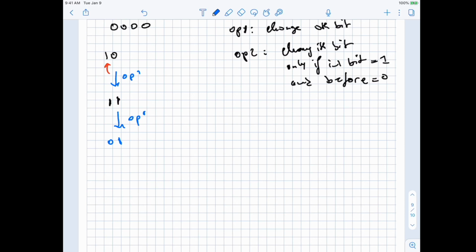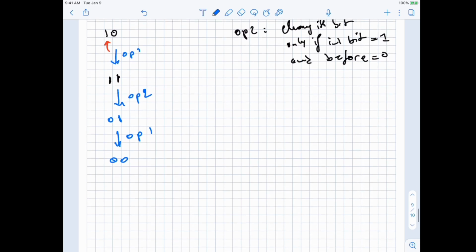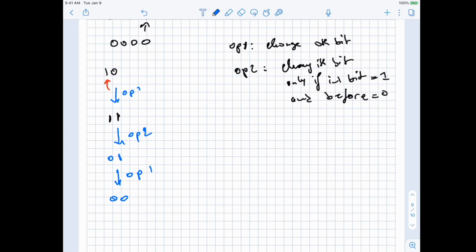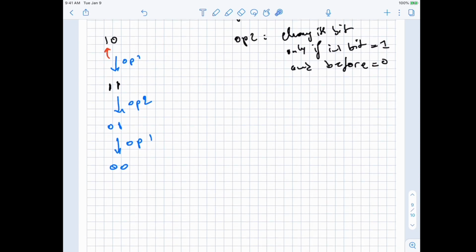This is basically 2. Yep. And then now, using operation 1, we can change this to 0. Okay, so it seems like we need to apply operation 1 to be able to apply operation 2, and then we can apply operation 1 again.